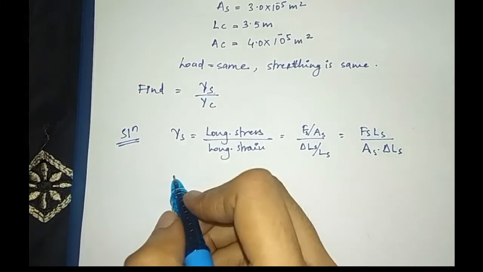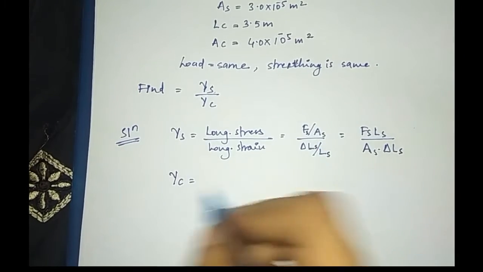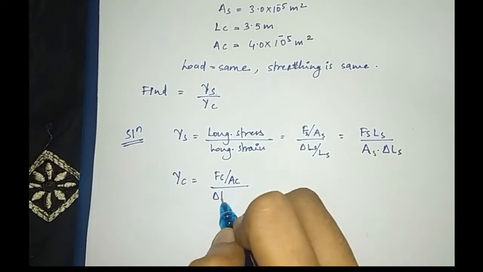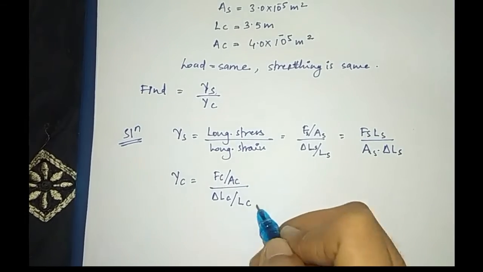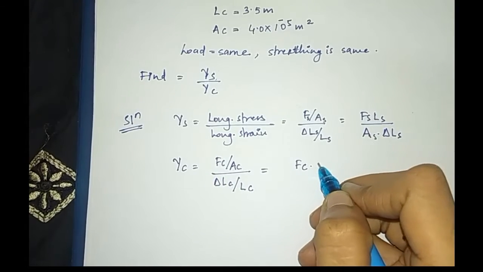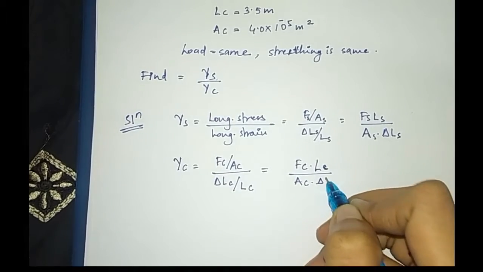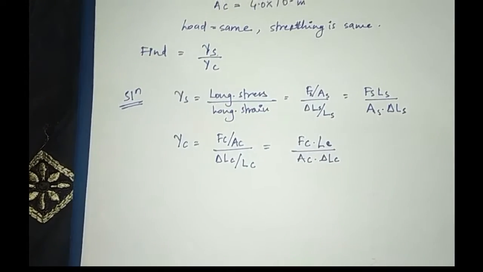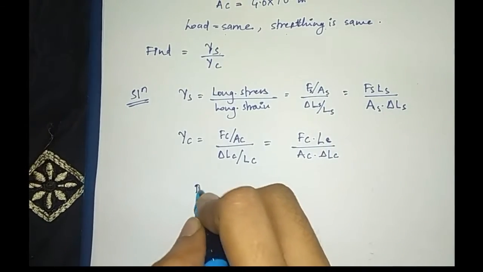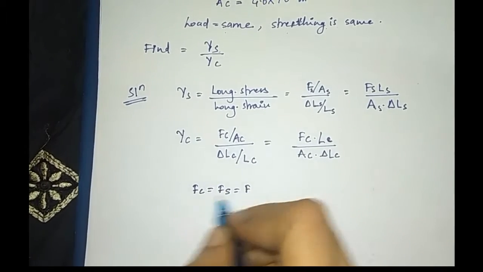Next is the copper wire. The same formula will be applied with the quantities for the copper. So force on copper upon cross-sectional area of the copper wire, delta L of copper divided by length of the copper. Rearranging, we get force on copper, length of copper, area and delta LC. Now from the given condition we know the load is the same. So because the load is the same, the force on the copper and the force on the steel will be the same. That is F, which I have written.